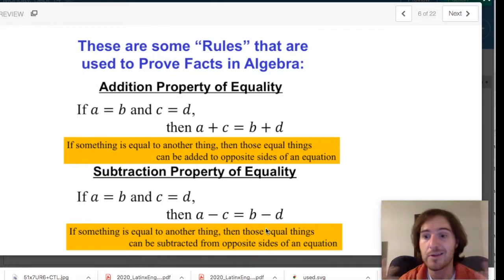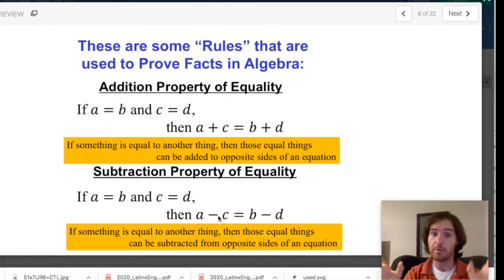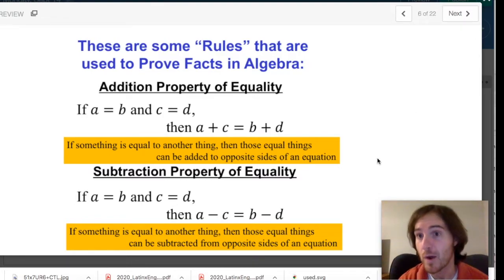Addition property of equality, here's how I'd word it. If something is equal to another thing, then those equal things can be added to opposite sides of an equation. That's allowed, and what I usually say out loud is that equality is still preserved. You started with equal statements, you added 2 equal things to both sides, and you ended up with both sides still being equal. Same thing with subtracting. If something is equal to another thing, then those equal things can be subtracted from opposite sides of another equation, and that would still result in an equation at the end of the day.